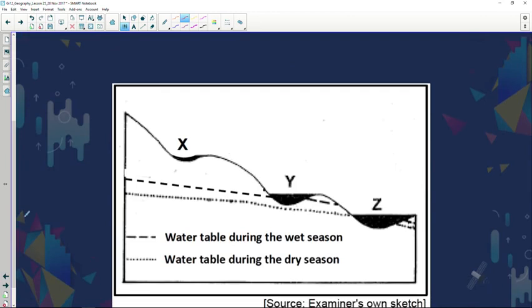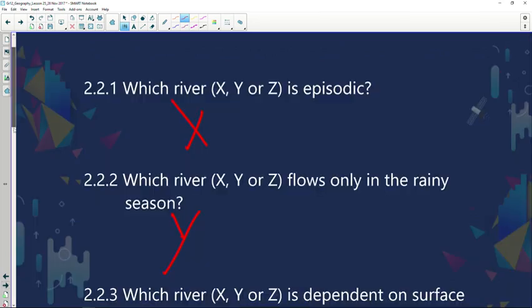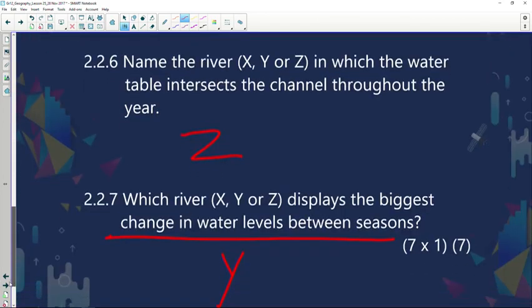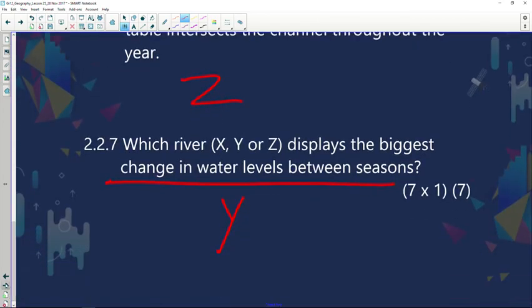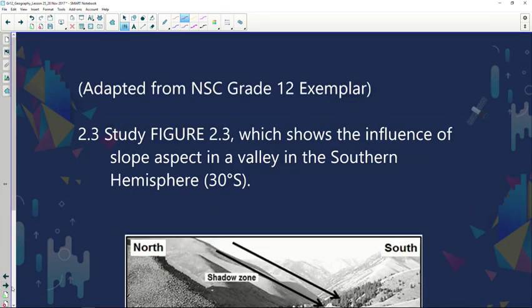If you look at it, why? During wet season there will be water. The river will be a non-perennial river. There will be water in the river bed, but during dry season it will be completely empty. And that's how we managed to get to the correct answer. Okay, that was the short questions for question 2. Now let's quickly continue with 2.3.